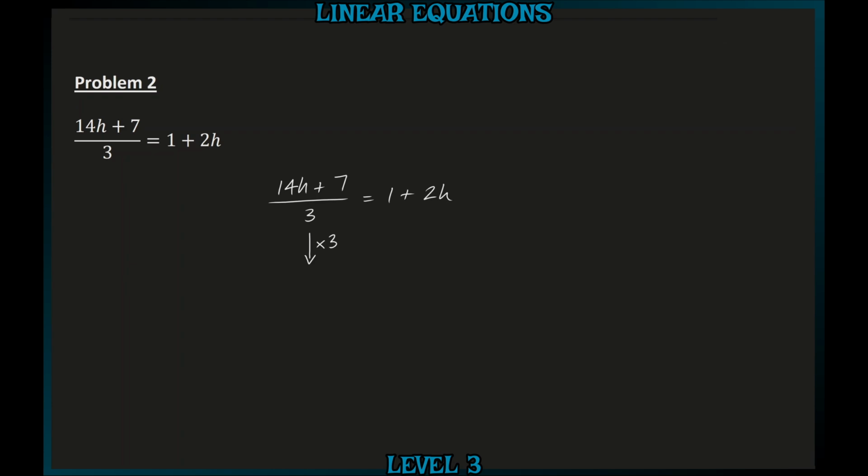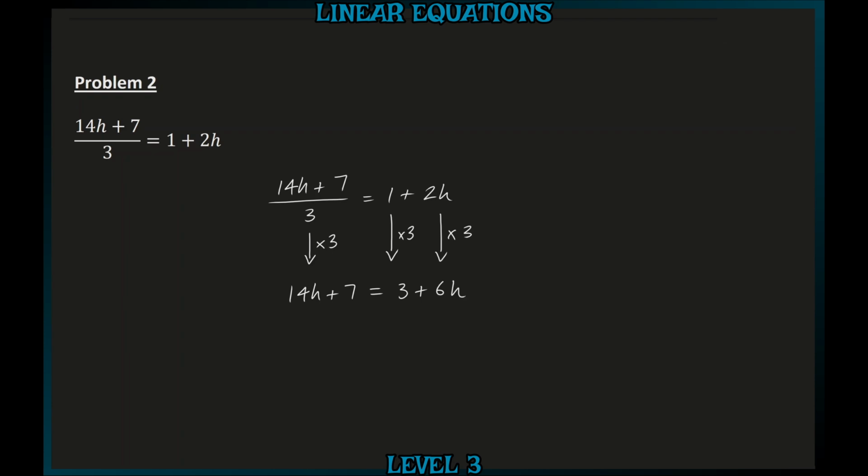When we multiply an equation, we need to make sure that we multiply everything. So in this case, we need to ensure that we multiply 1 by 3, and that we also multiply 2h by 3. So on the left, the divide by 3 and the times by 3 cancel out, so we're left with 14h plus 7, and on the right, 1 times 3 is 3, and 2h times 3 gives us a plus 6h.